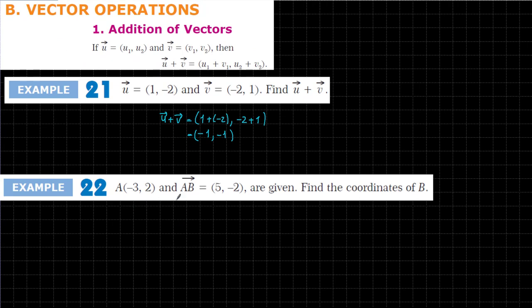Okay, the next one: a is equal to (-3, 2), and vector ab is equal to (5, -2). Find the coordinates of b. Here it's like the previous page question. This is the terminal point, and this is the initial point. So x2 minus, if we say the coordinates x2 and y2 here, it should be x1 and y1.